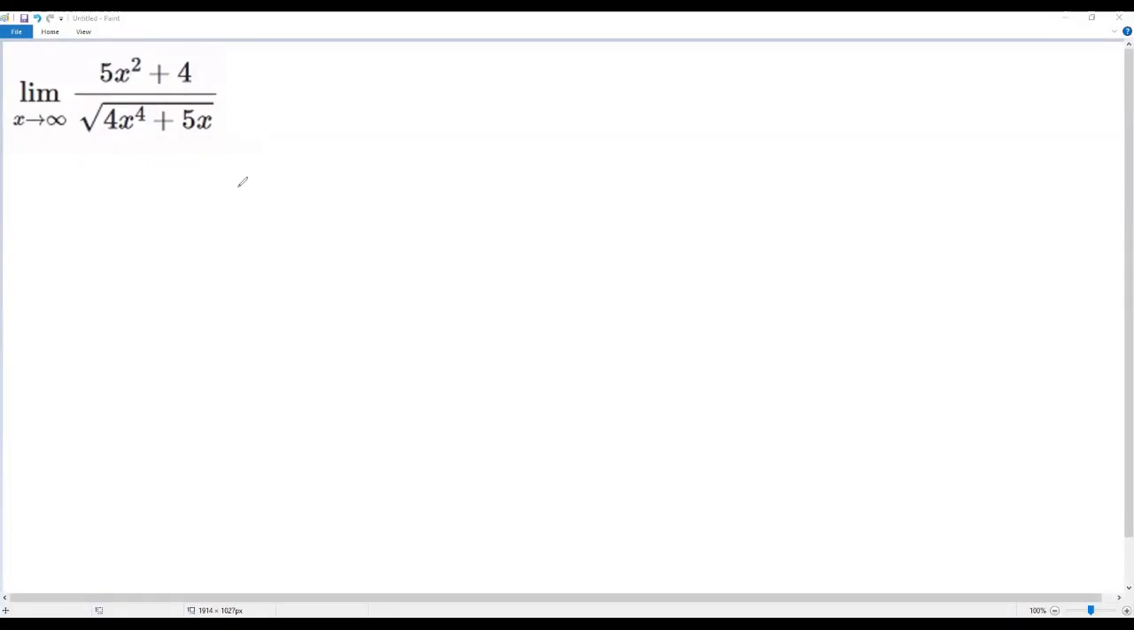Here we have an AP Calculus problem: the limit as x approaches infinity of (5x² + 4) over the square root of (4x⁴ + 5x). Okay, now let's evaluate the given limit. So, limit x approaches infinity.